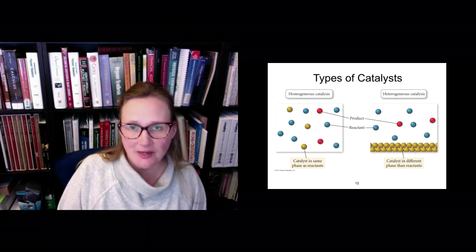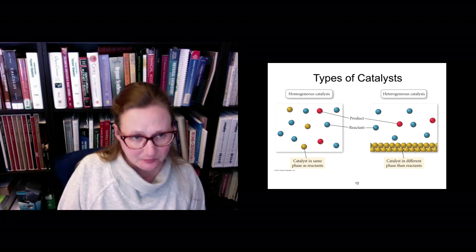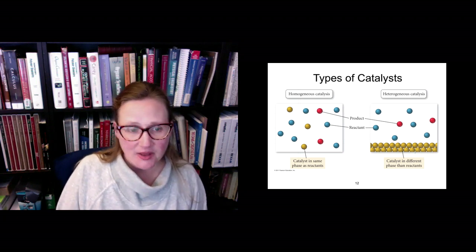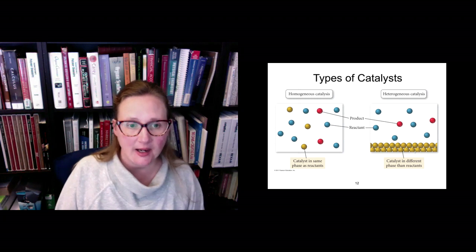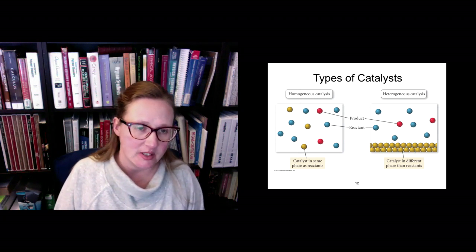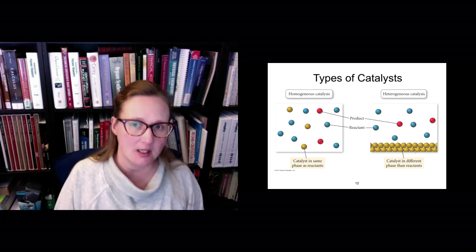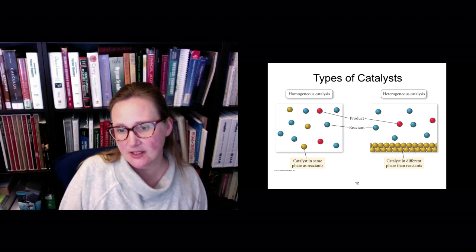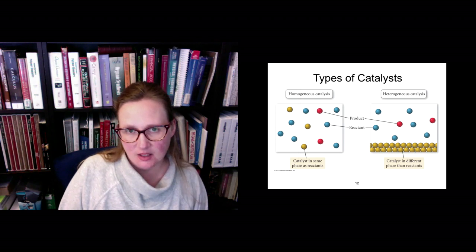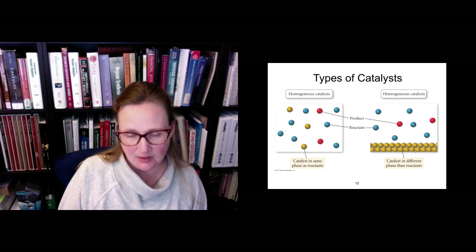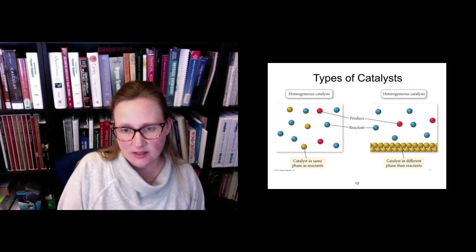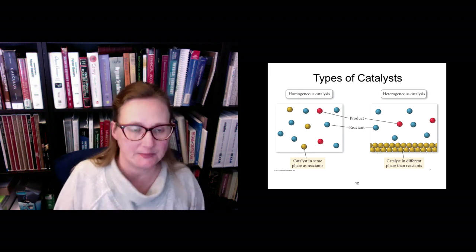All right, so this is what it might look like on the molecular scale. With a homogeneous catalyst, they're all in the same phase, and so they really have the ability to react together much more easily than with heterogeneous catalysis. Because in heterogeneous catalysis, the catalyst is in a different phase than the reactants. Okay, so your reactants on the right-hand side are in the gas phase, and your catalyst is in the solid phase.